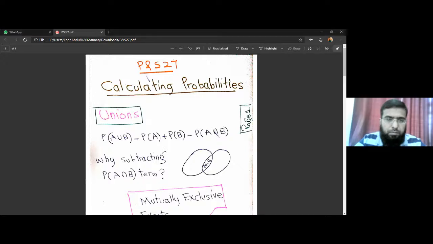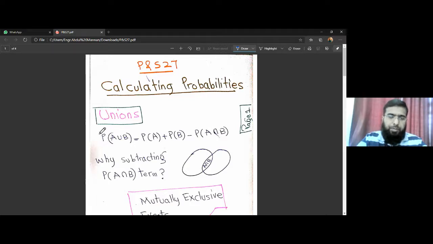Welcome to today's seventh lecture on probability and statistics, and in this lecture we'll study computing probabilities of unions and complements. We know that the union of two sets A and B is A plus B minus the intersection of the two events A and B subtracted. And the same is true for the probability.